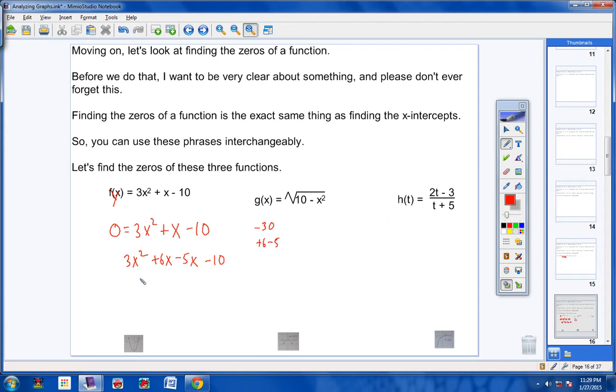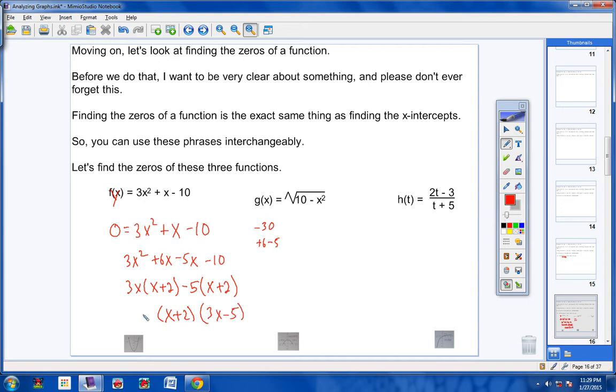Then pull out what's common in the first two. 3x times x is 3x squared. 3x times 2 is 6x. Then here you pull out what's common, and if this term's a negative, you pull out a negative. If it's a positive, then you pull out a positive. So pull out a negative 5, and you're left with x plus 2. Negative 5 times x, negative 5x. Negative 5 times 2, negative 10. Write your matching parentheses once, and you're left over with 3x minus 5. So there we factored it.